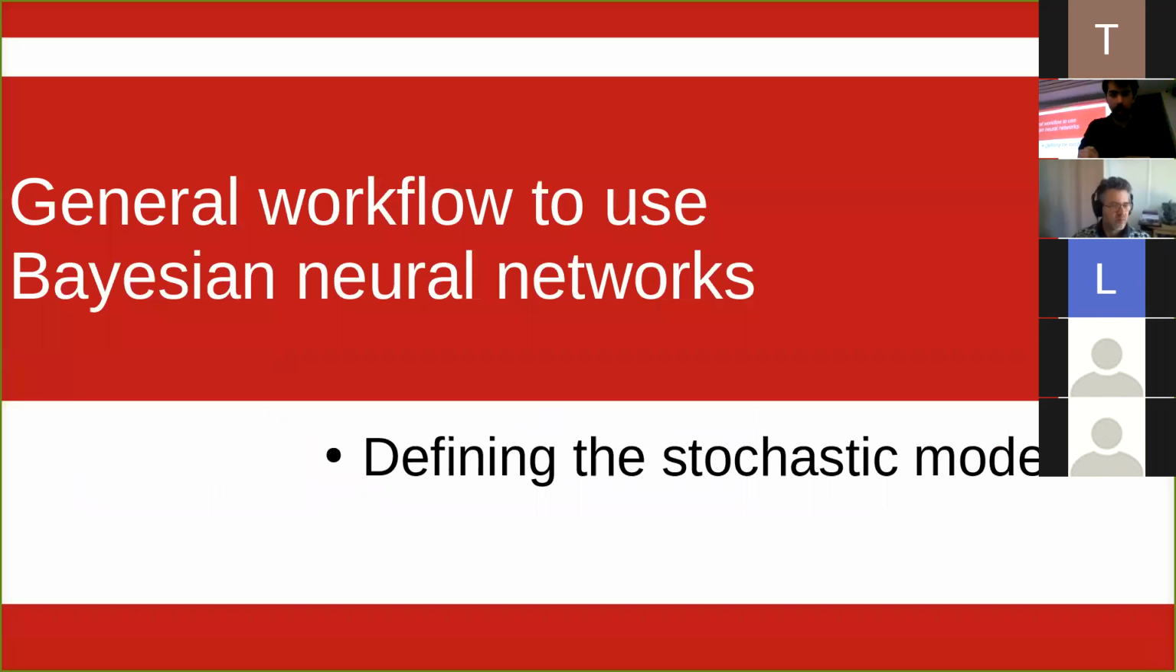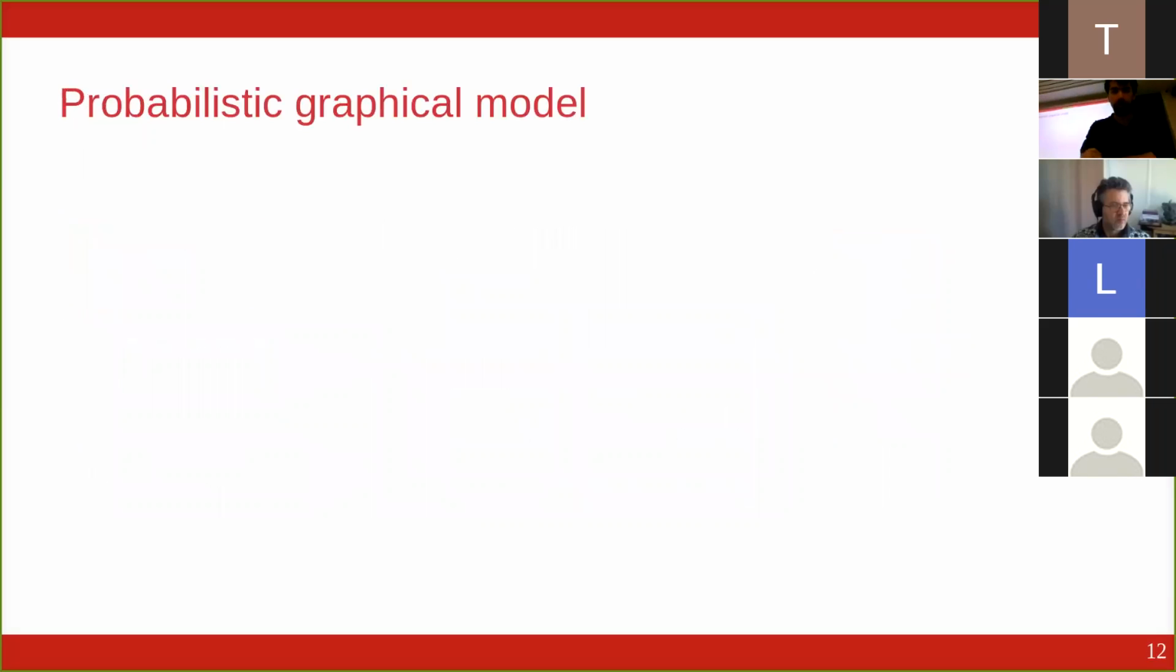So great. How do you define your stochastic model now? Well, there's that great thing called probabilistic graphical models, which allows you to explain the relation among the different stochastic variables you consider in your model. And in Bayesian deep learning, we limit ourselves to directed relations, which means that one variable is dependent on the other, but the other is independent of the first variable.